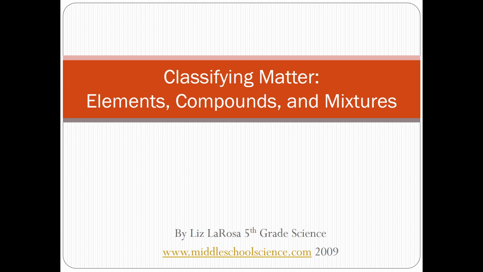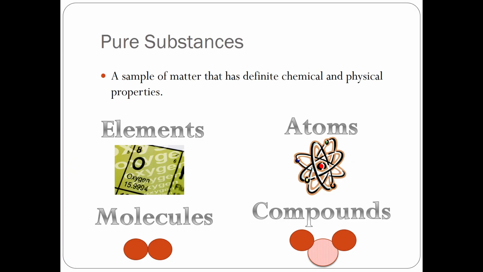Pure substances. A sample of matter that has definite, meaning fixed, chemical and physical properties. Elements, atoms, molecules, and compounds are examples of pure substances. They have definite chemical properties and definite physical properties. So if you just had H2O, nothing else, it's transparent. It freezes at 0 degrees Celsius and boils at 100 degrees Celsius.